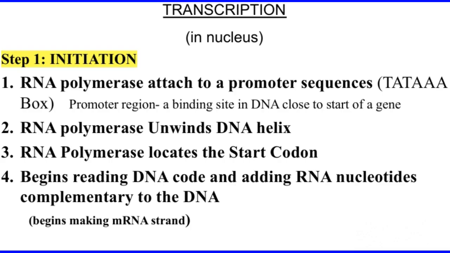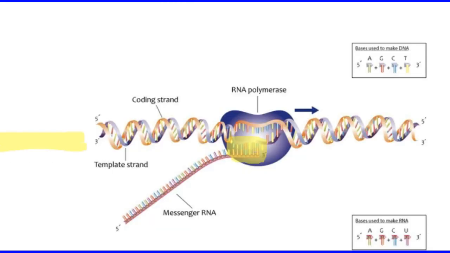So after the RNA polymerase is actually attached to that DNA strand, then it's going to basically unzip the DNA strand open, because it has to be able to copy that DNA code and transcribe it into RNA. So after it unzips it, now it's going to be looking for that start codon. Remember what the start codon is? It's AUG, which actually codes for the amino acid methionine. So now it's going to be looking for the AUG. Once it finds that AUG code, it's going to begin reading the DNA code, and now it's going to start adding the RNA nucleotides that are complementary to that particular DNA strand.